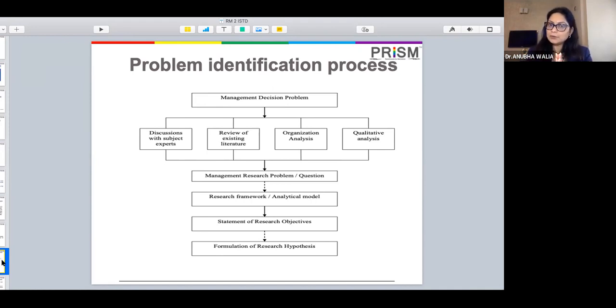Okay, so in the management problem, first you decide where it is coming from. You will identify the problem or a question. Based on the problem and question, you will decide which research framework or analytical model you will use. Based on the research framework, you will write your own research objectives. The research objectives all start with an action verb, and then you formulate the research hypothesis.